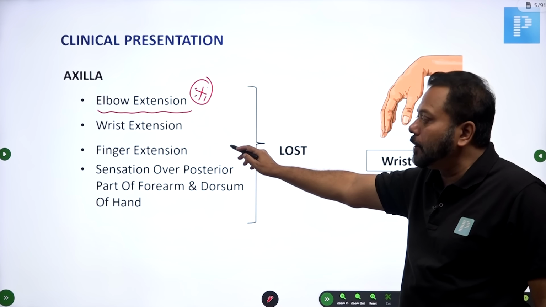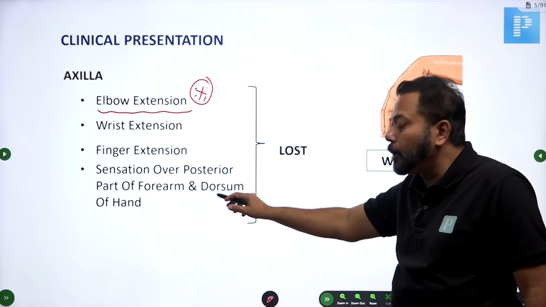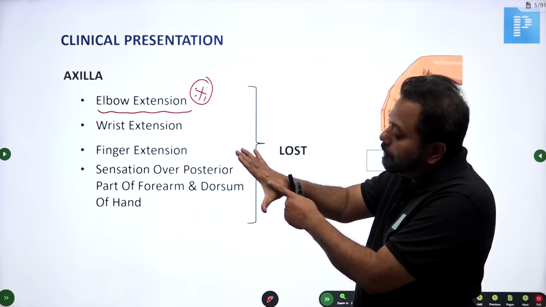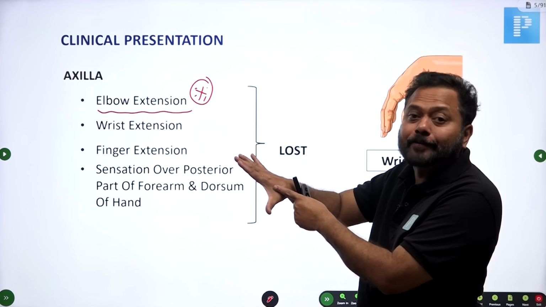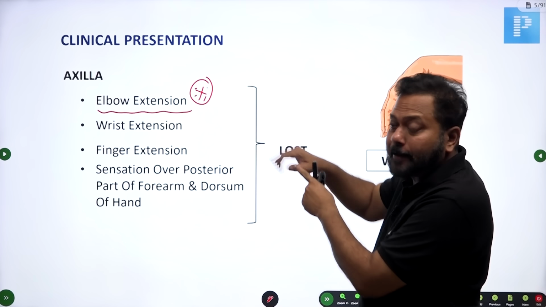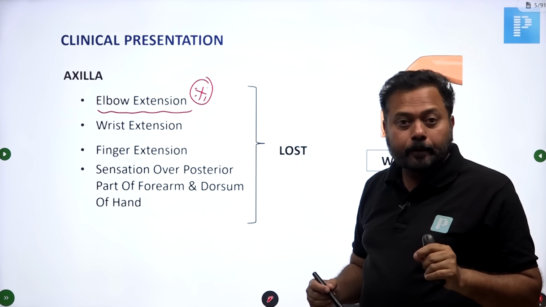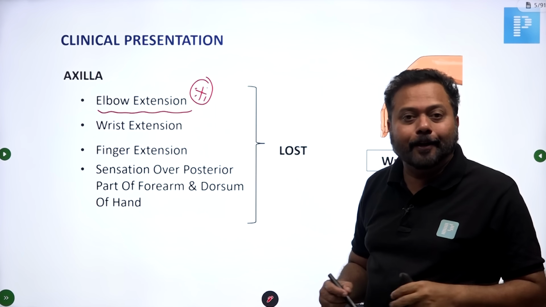Wrist extension is lost, finger extension is lost, and sensation over the posterior part of the forearm and dorsum of the hand is lost, especially in the dorsum of the hand in the first web space. This first web space, dorsum of the hand, is called the autonomous zone of the radial nerve. Otherwise, it's called the eye of the radial nerve.